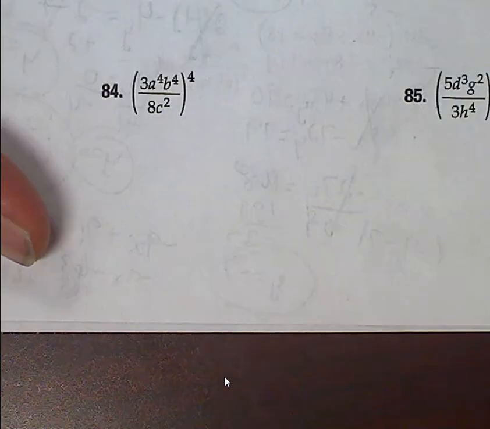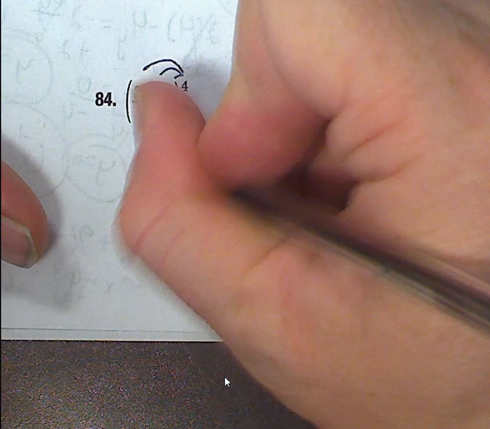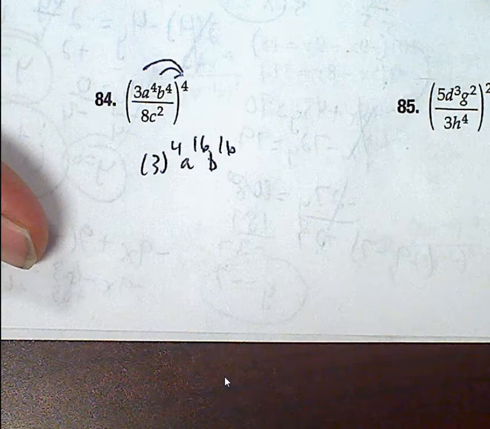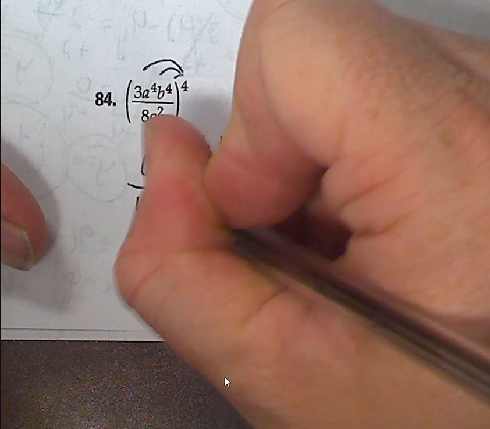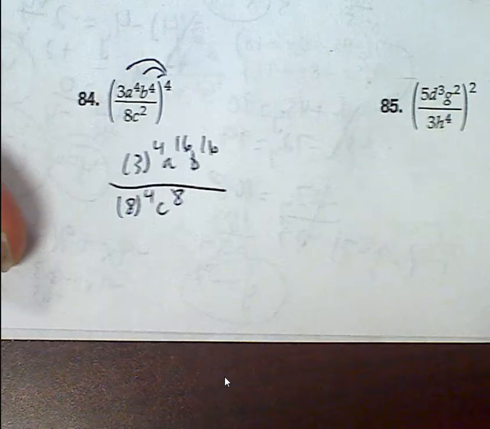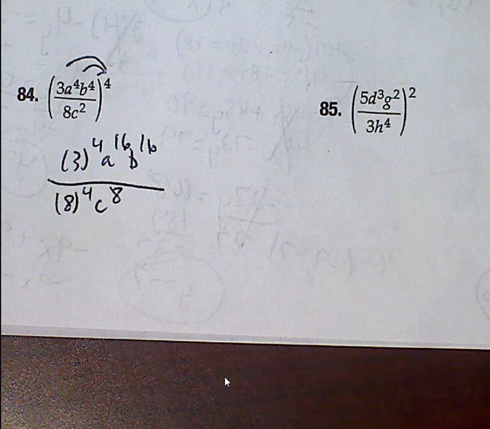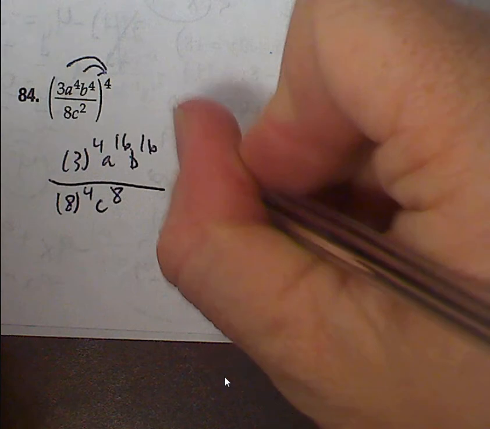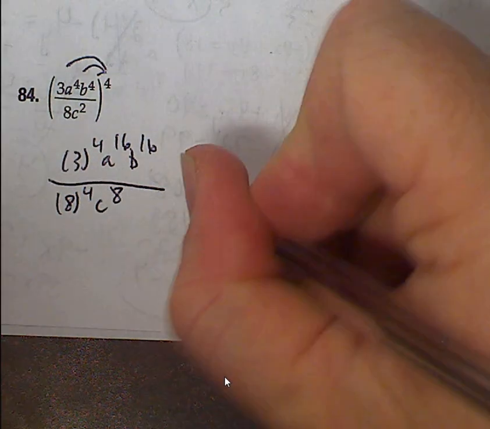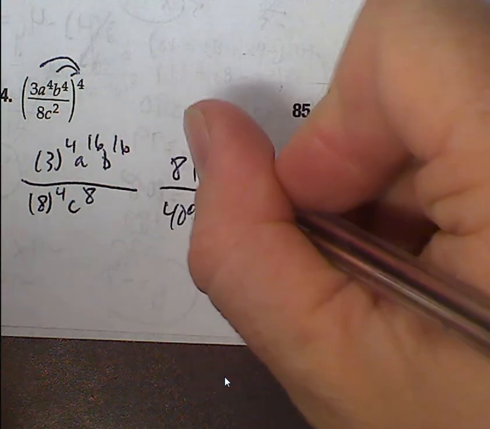On 84, I will go ahead and distribute. So that's 3 to the 4th, a to the 16, b to the 16, over 8 to the 4, c to the 8. 3 to the 4th power becomes 81. 8 to the 4th power becomes 4096. And then everything else stays the same.